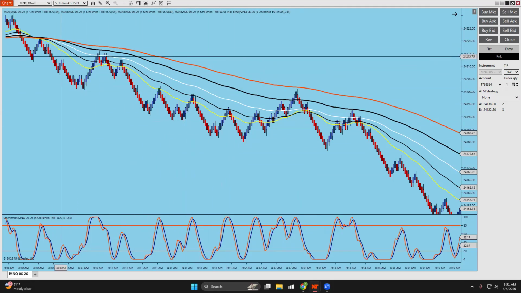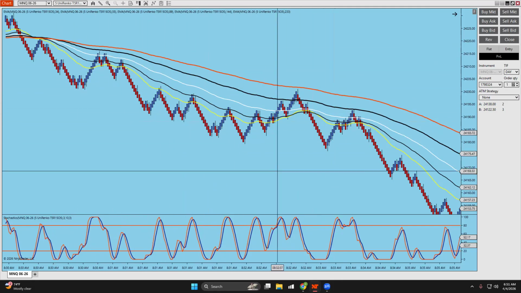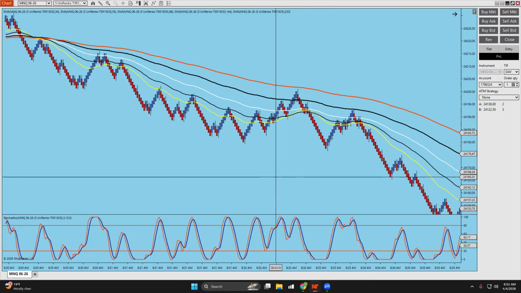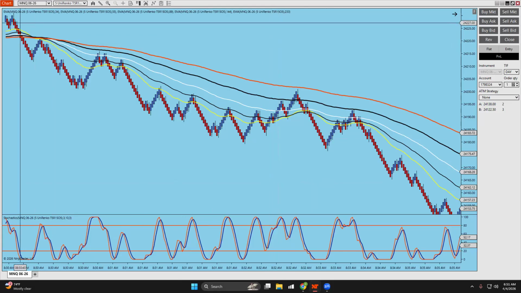I imported them, and they're pretty easy to understand. They're not exactly the same as our MT4 candles, but they are close enough for the system to work. So you can see here, this is MNQ.